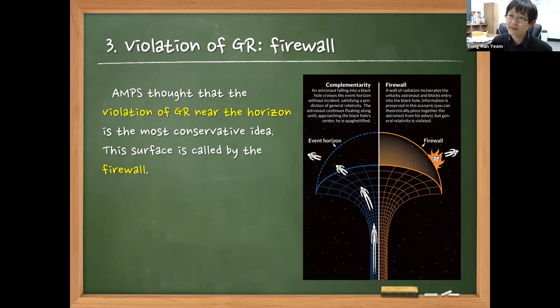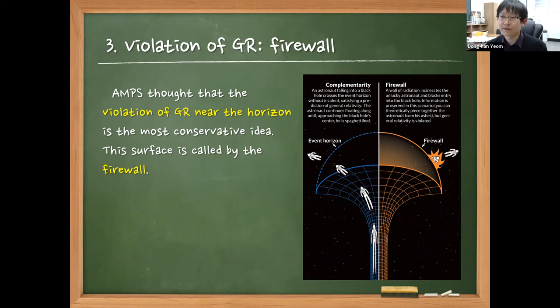And at that time, AMPS, Almheiri, Marolf, Polchinski, Sully, thought that the violation of GR near the horizon is the most conservative idea. By conservative, we mean that it's better not to change the quantum mechanics in the asymptotic space-time. So the only conservative way is to modify inside the event horizon, because up to now there is no observer who escapes from the event horizon. So in that sense, this may be the most conservative idea. And this surface is called the firewall. So the firewall blocks you from entering the inside part of the black hole.